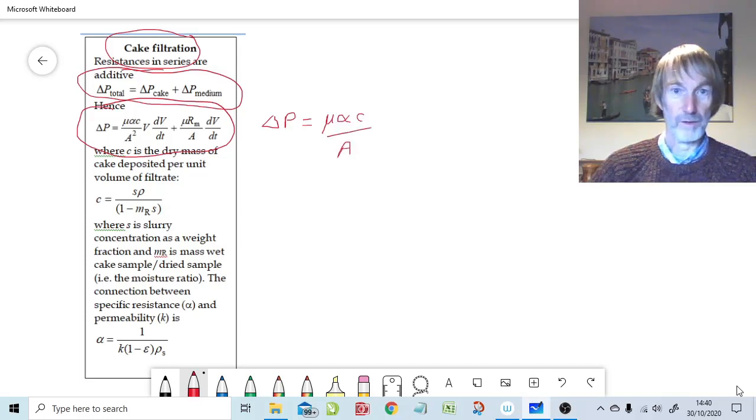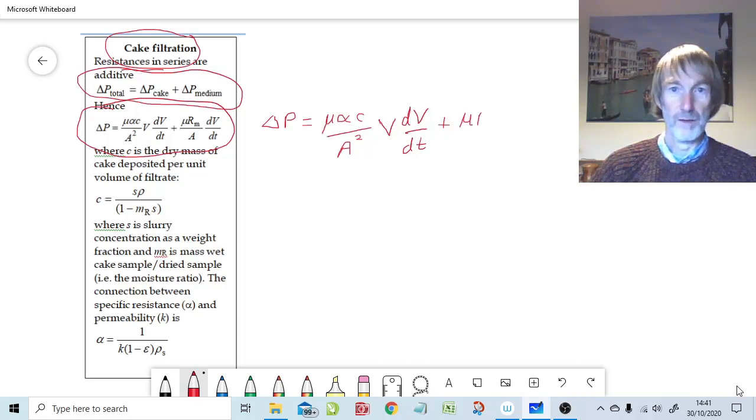We're going to need to know the area, or we have the dimension of the filter, so we've got that. And then we have the filtrate volume, the cumulative filtrate volume, as we'll see in a minute. And then we have this as a differential equation, dV dt, and that's basically what we've got in Darcy's law. And then we have the pressure drop over the filter medium, typically a filter cloth.